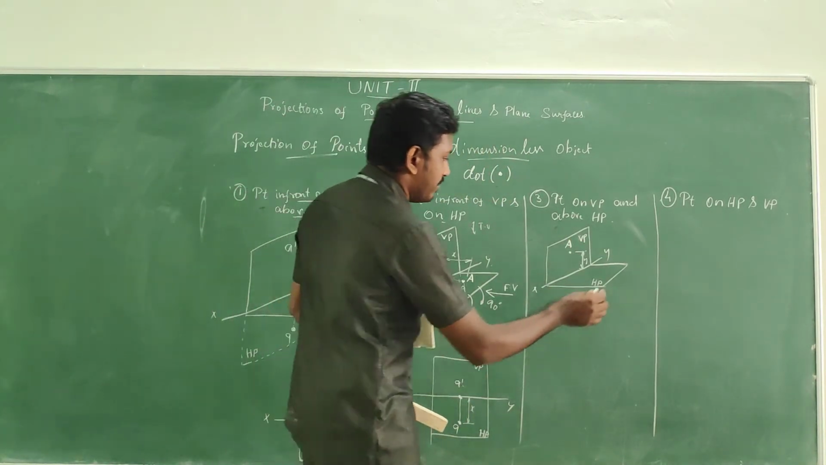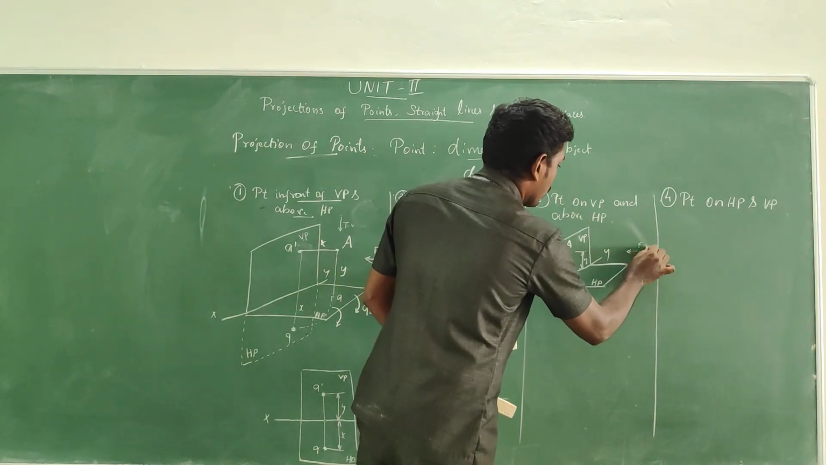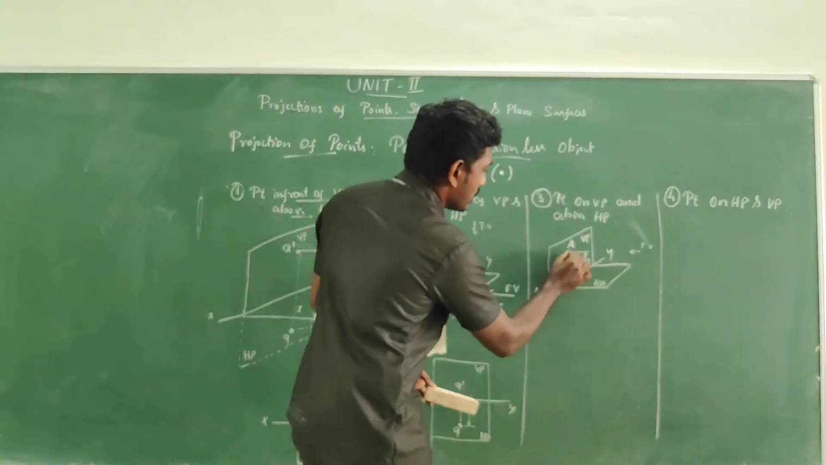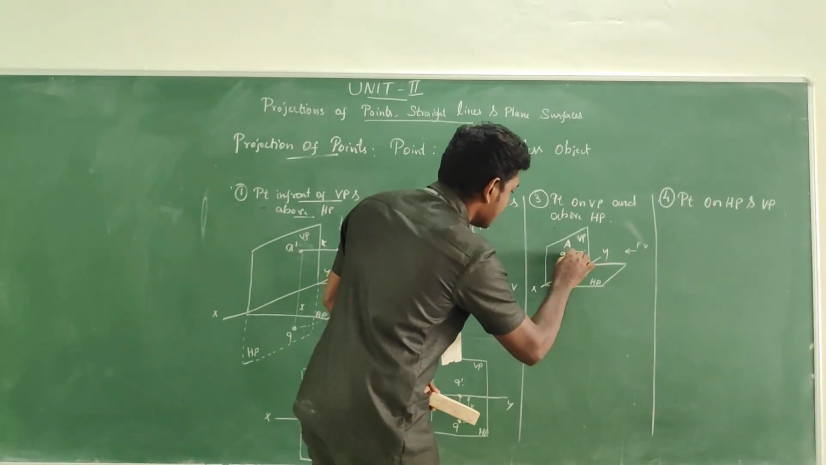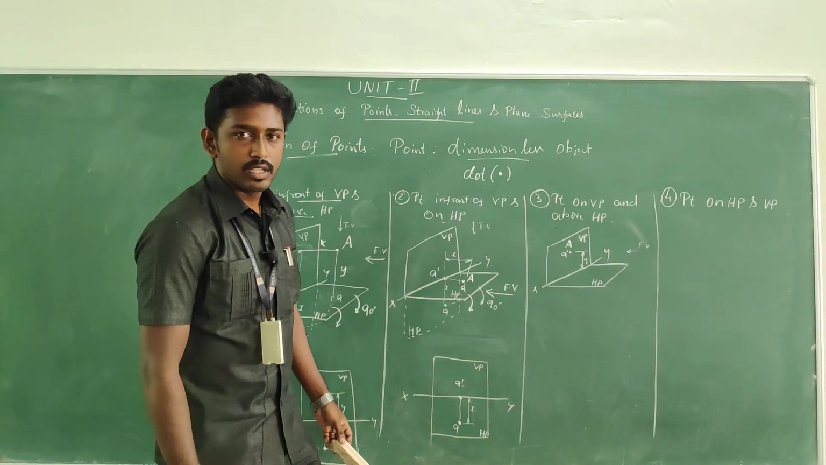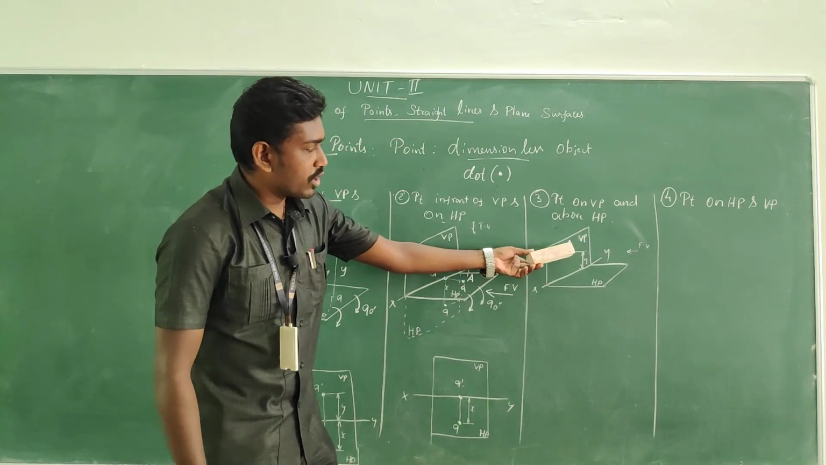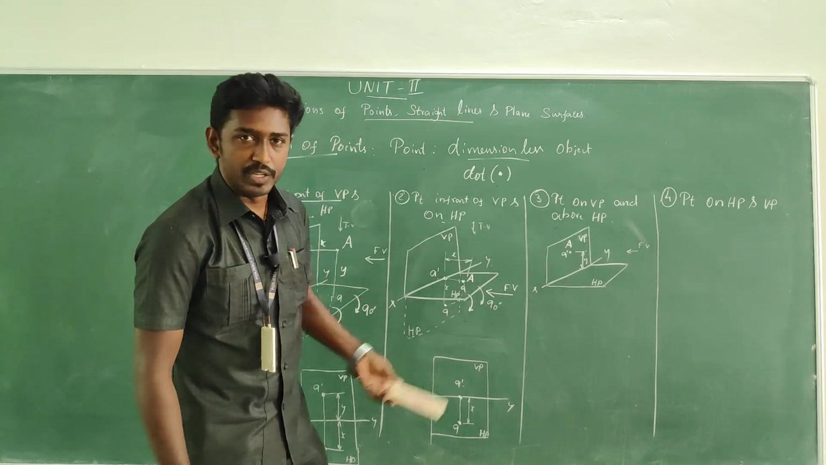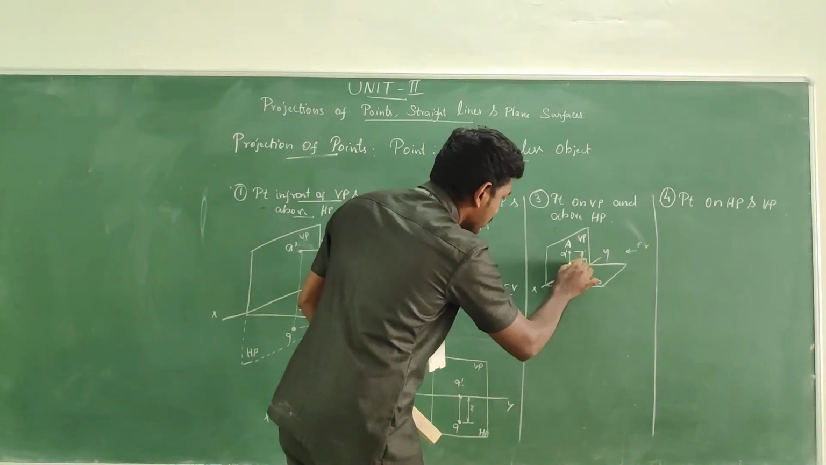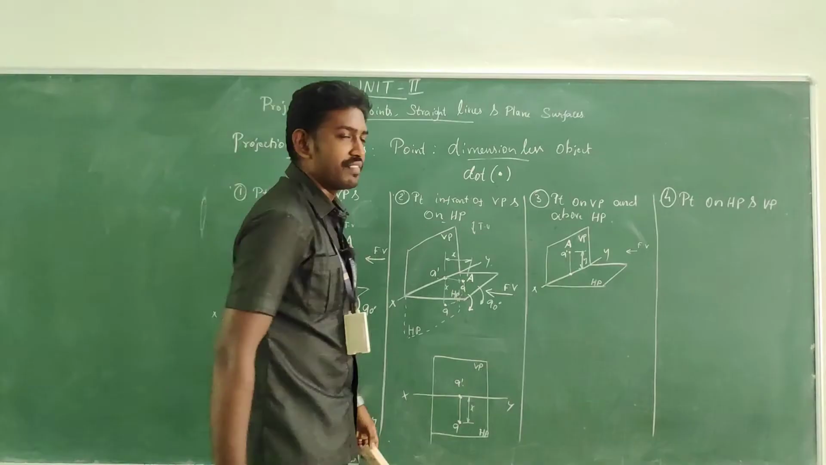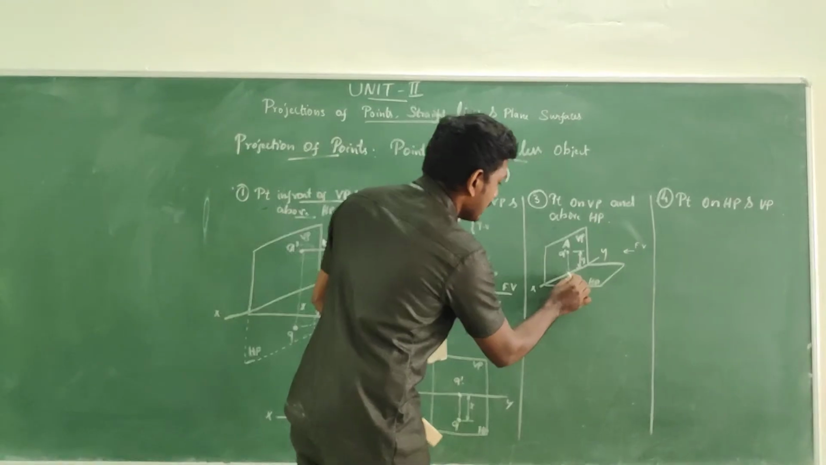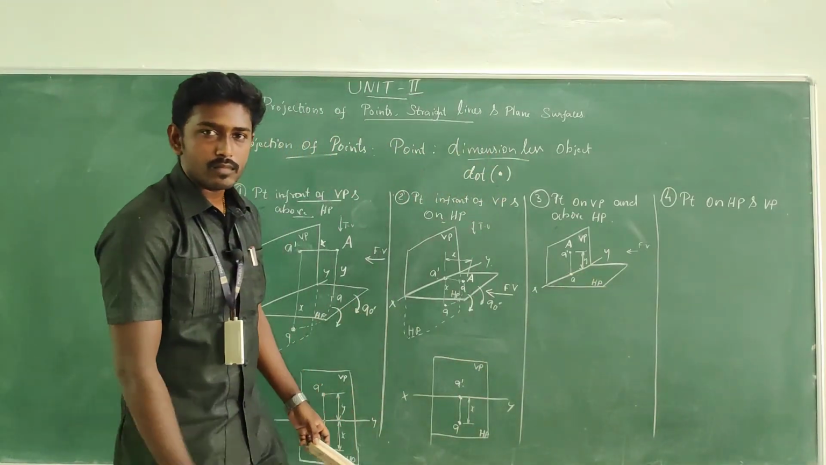If you are having the front view for this case, what happens? It just possesses the observation in the same point of A itself, A dash, since the position of A is on VP. If you are getting the observation from the top view, what happens? It traces on the reference line, just perpendicular to it, and it captures on the reference line. This will become A. Okay.